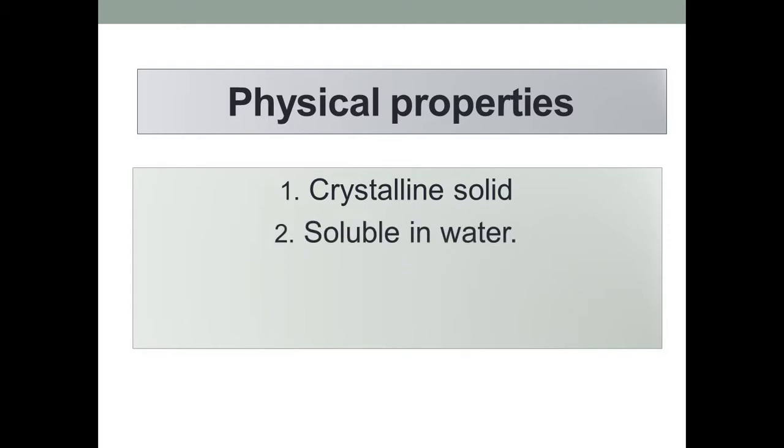Now we see the physical properties of ionic compounds. So what are the physical properties that we observe? First, they are crystalline solids. Second, they are soluble in water, that means they dissolve in polar solvents, because ionic compounds are polar solids. And as we know, the like dissolves like theory, that means polar dissolves in polar. So ionic compounds get dissolved in water.